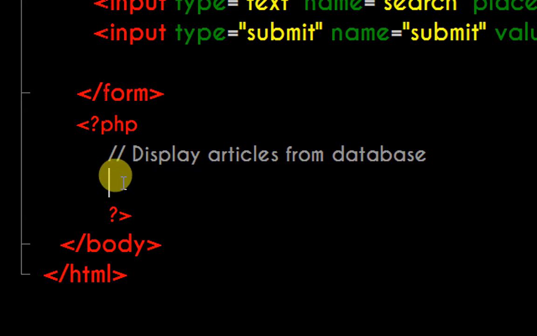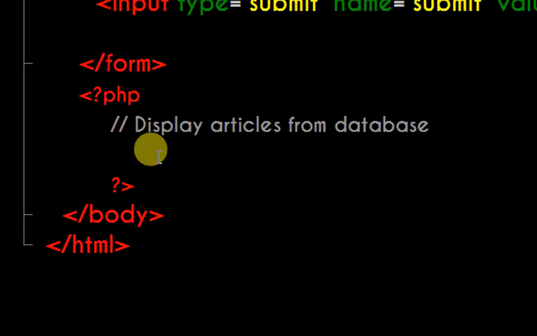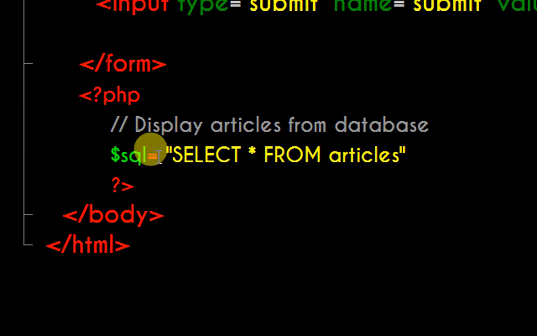Right, so to actually do this, first of all we have to run a select query. So I want to say $sql is equal to select all from articles. So I'm going to be selecting all from articles.